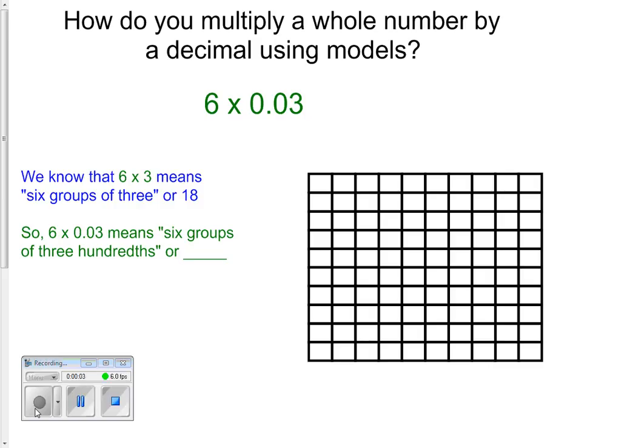So today we're going to look at how you multiply a whole number by a decimal using models. So let's look at the multiplication problem, 6 times 300. Now, we can use our decimal grid to figure out this product.